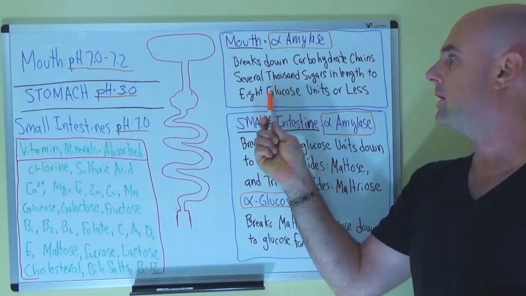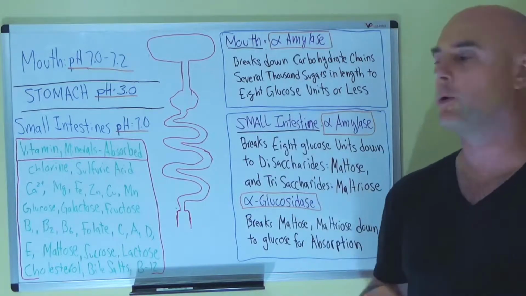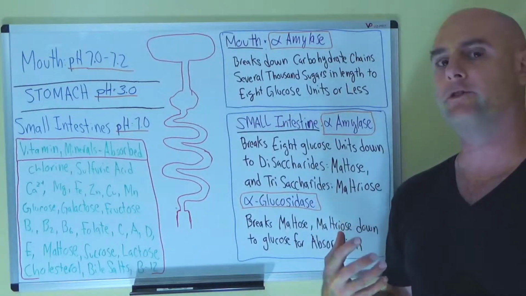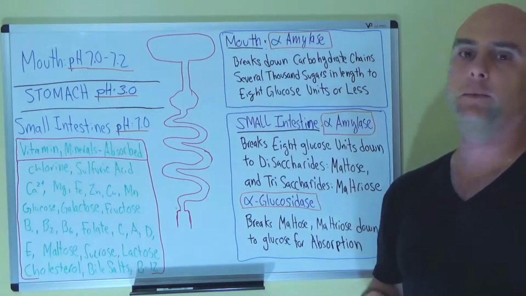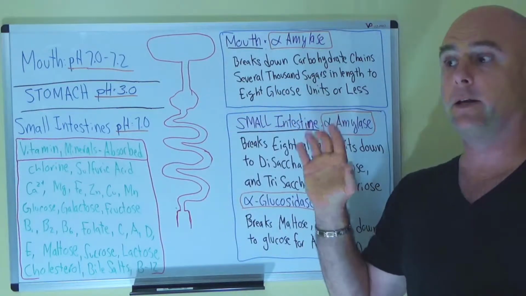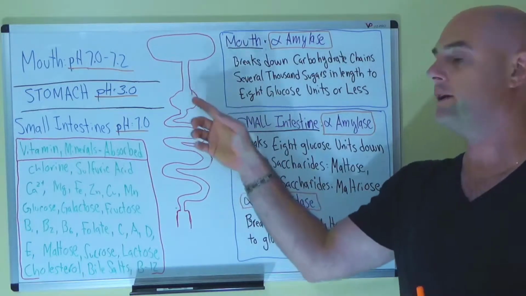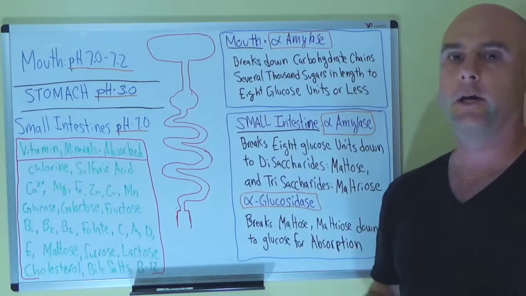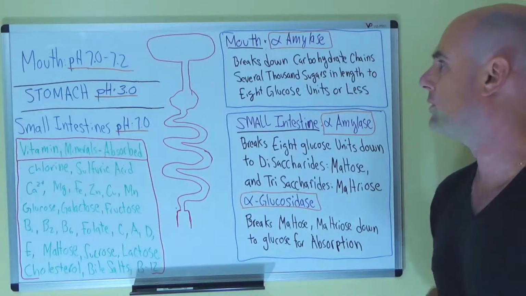Alpha amylase with these broken down carbohydrates then enters the stomach, and the stomach is a pH of 3, so the alpha amylase from the mouth is then inactivated, and it's likely broken down because alpha amylase again is a protein and the stomach breaks down proteins for us.